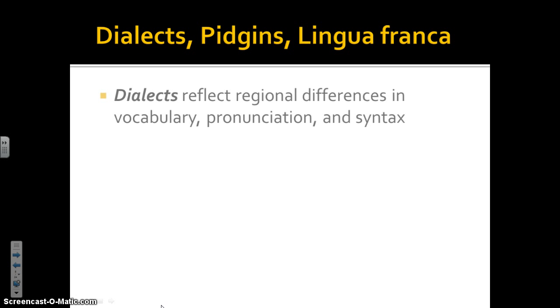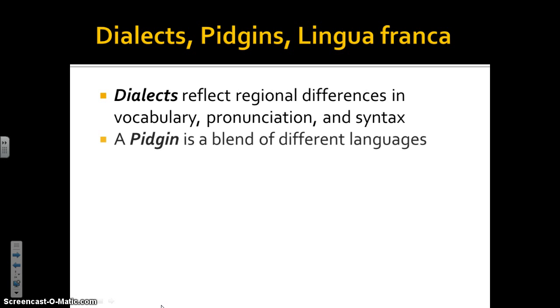We also have things called pidgins. Pidgins are blends of different languages. A really good example of this is Creole, in Louisiana, if you've ever been, and particularly in New Orleans. They were originally a Spanish colony, and then they became a French colony, and then they became an English colony, and they had a lot of slaves from West Africa, and all of these languages end up getting mixed together, and you get a pidgin language that combines elements of all of those.